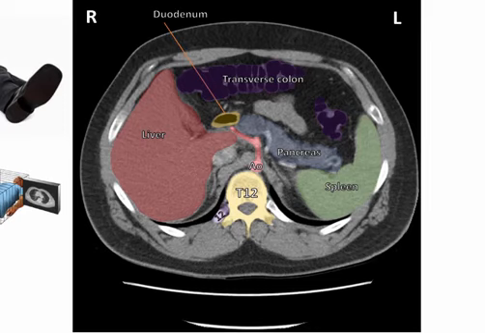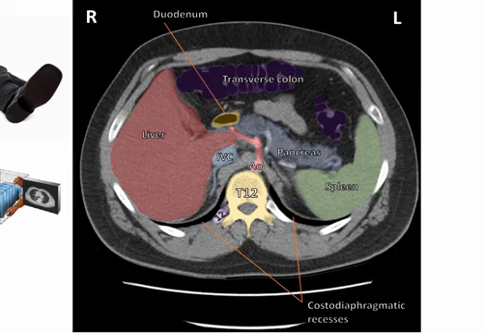Posterior to the liver, we can also see the inferior vena cava, in this case receiving the inferior phrenic vein. The dark areas, which we can see here, are the costodiaphragmatic recesses, which are containing pleural fluid.